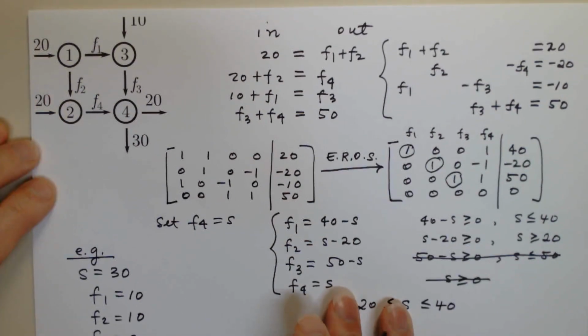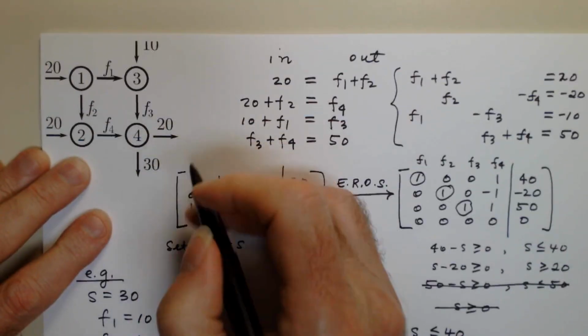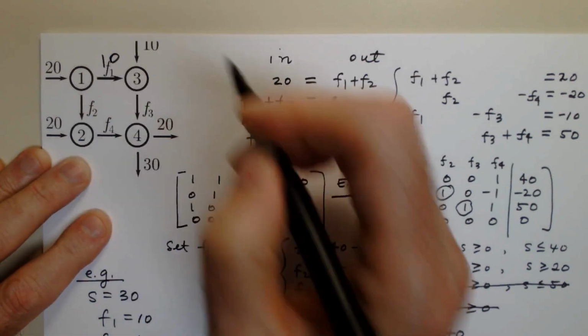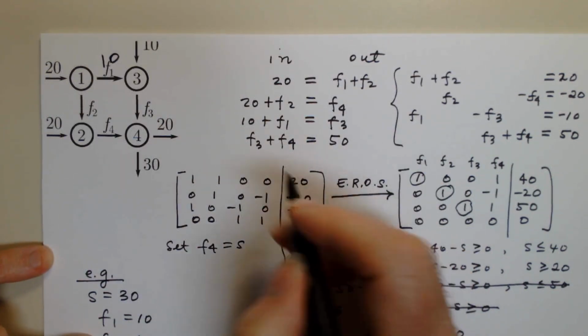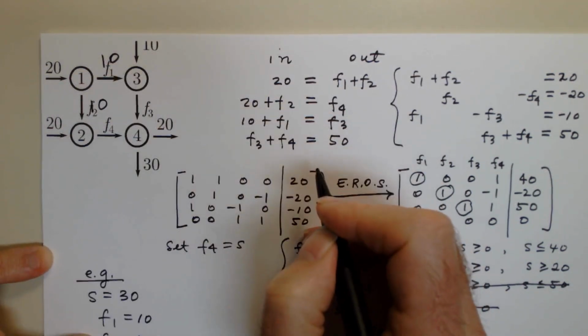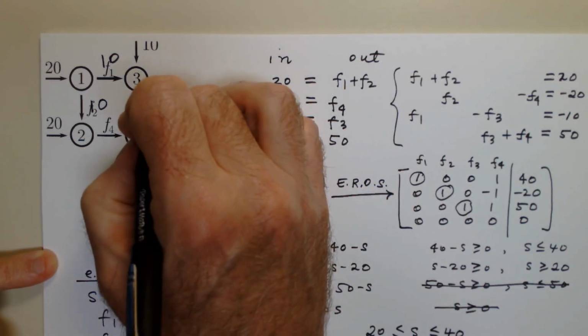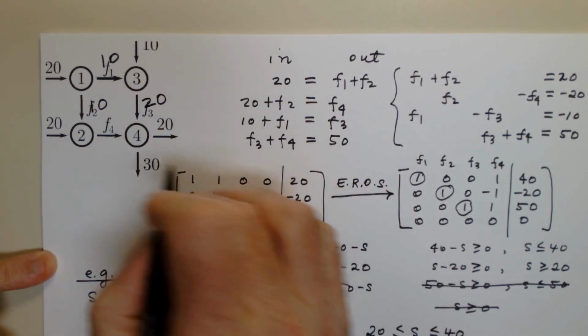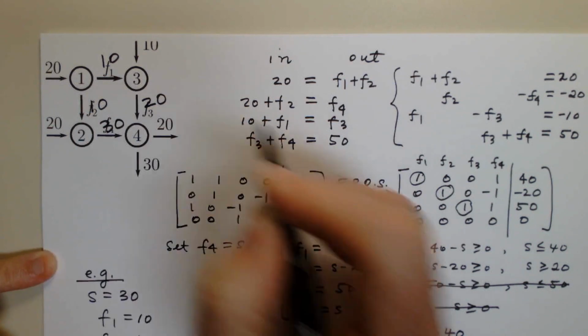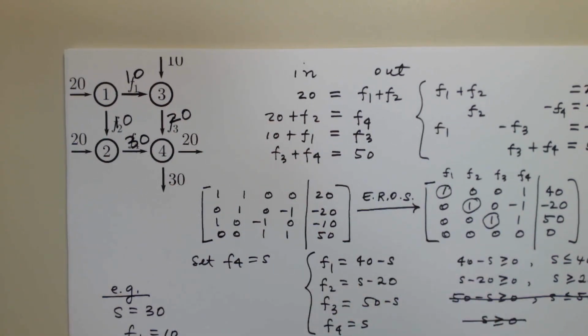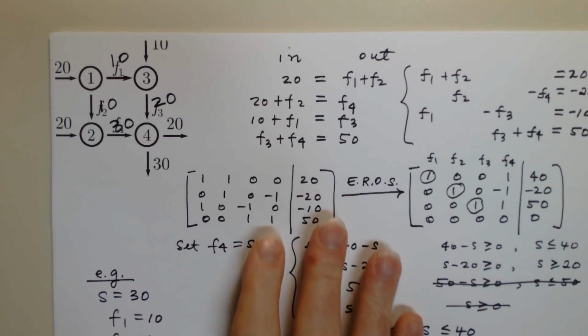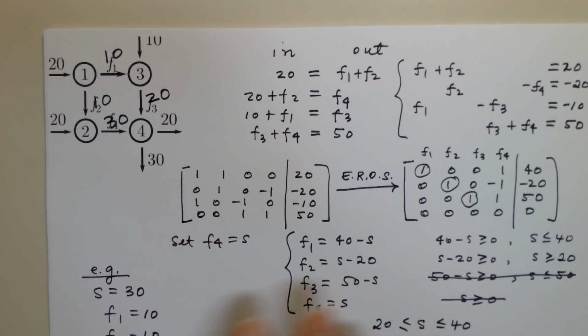Okay, so if we go up to our picture here, that's going to put 10 here for f1. It's going to put 10 at f2. It's going to put 20 at f3. And it's going to put 30 at f4. So our system would look like this if we chose that free variable s to be equal to 30.